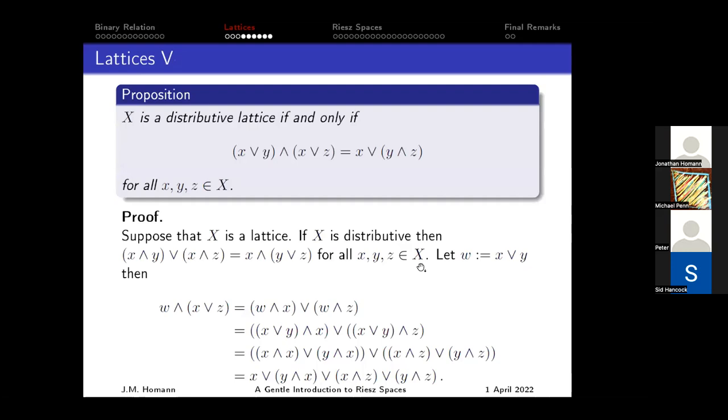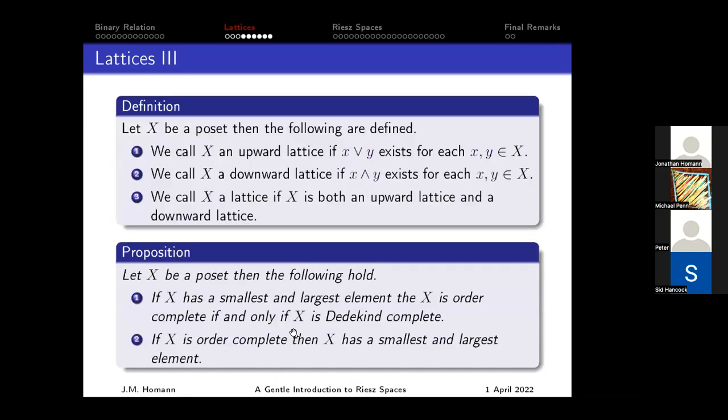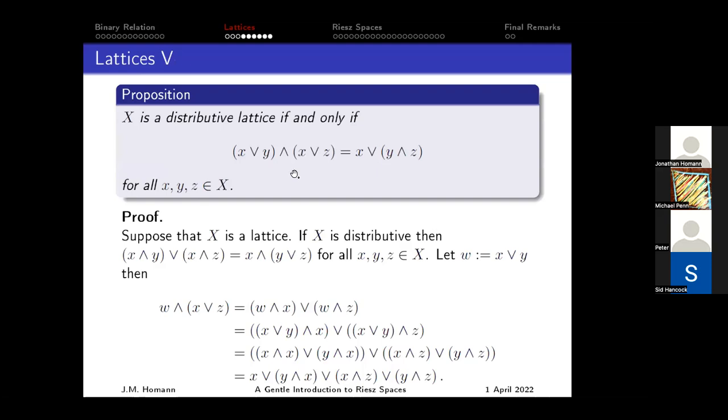So we'll now say that X is a distributive lattice if and only if X sup Y inf X sup Z is equal to X sup Y inf Z. If we look at the definition, we're taking the infimum and then the supremum. We're distributing the infimum over the supremum. And so now our equivalent statement is that we can distribute the supremum. So let's suppose that X is a lattice and let's suppose that X is distributive. Then by definition, this equality holds for all X, Y, and Z in X.